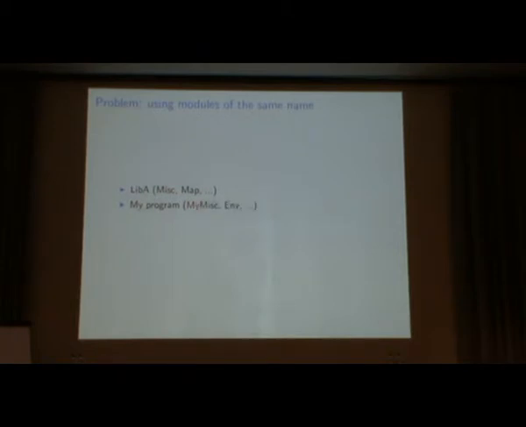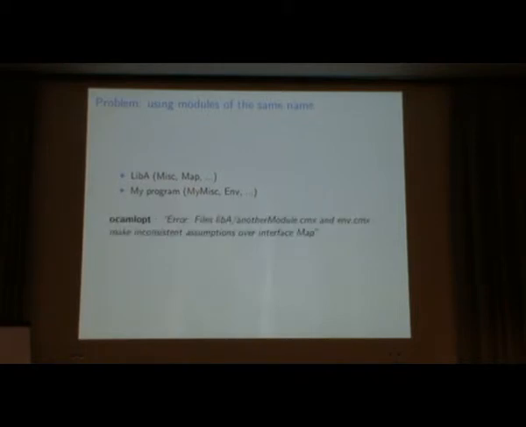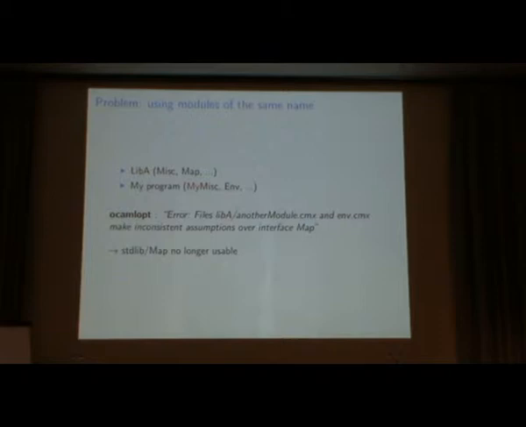So the solution is I can rename my own module. Now I try to compile, and the compiler says that I try to use a module from lib A that uses a module map. I also use a module map, but they don't have the same interface. And actually, I don't have a solution because I want to use the map from the standard library, and the map from lib A is not the one from the standard library. They are not compatible.